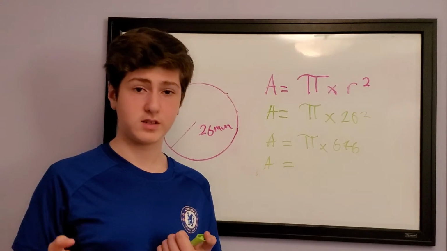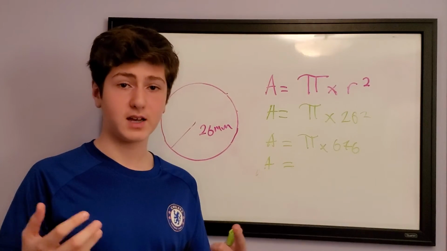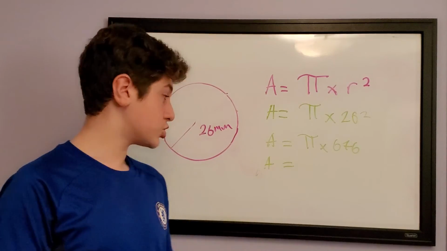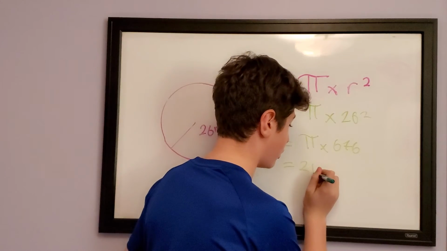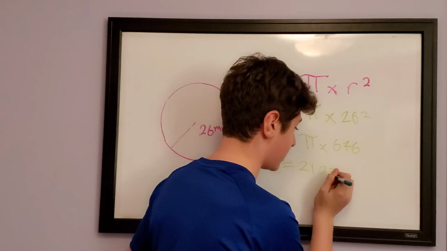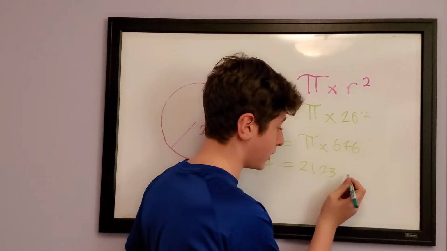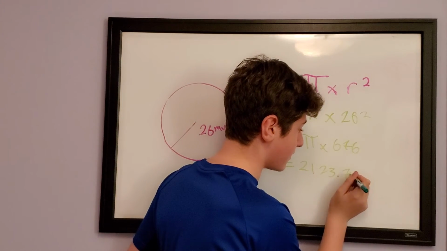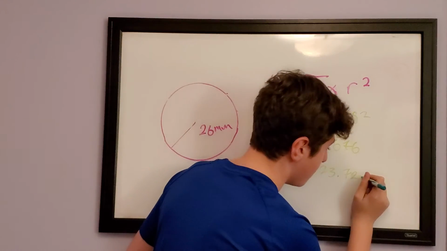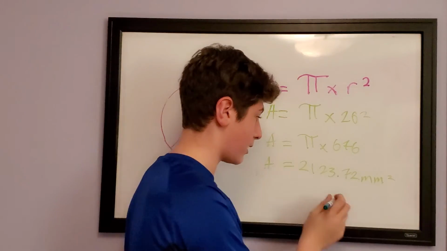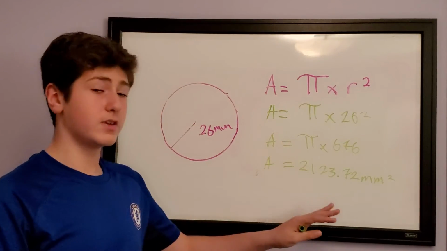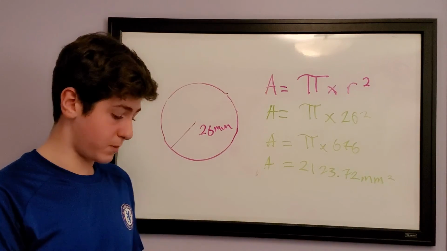So obviously this is a tricky one. You always need a calculator for this. But the answer is actually 2123.72 millimeters squared. So yeah, that's a bit of a mouthful. It's quite a large number. This is only rounded to 2 decimal places, by the way.